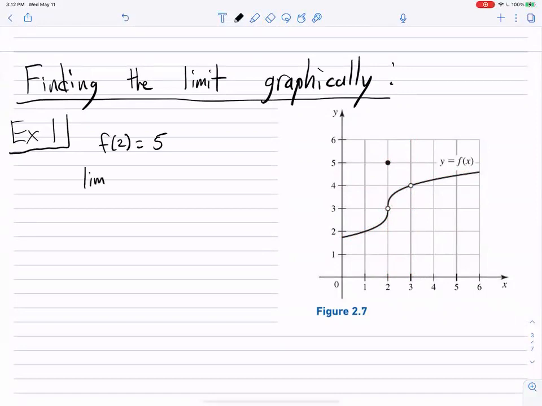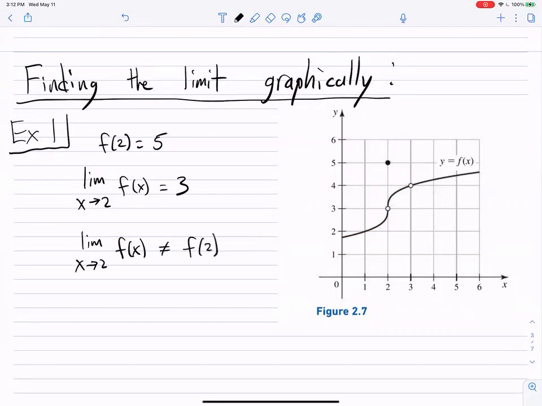But the limit as x approaches 2 of f of x. So what is the limit? Well, as we approach it from this side, it's getting really close to 3. And as we approach it from this side, it's getting really close to 3. So it seems like 3 is the value that we're getting to. That's the y value we're getting close to. And so this is 3. And so we notice that the limit as x approaches 2 of f of x is not equal to f of 2, because one is 3 and this one is 5, and those are not equal.